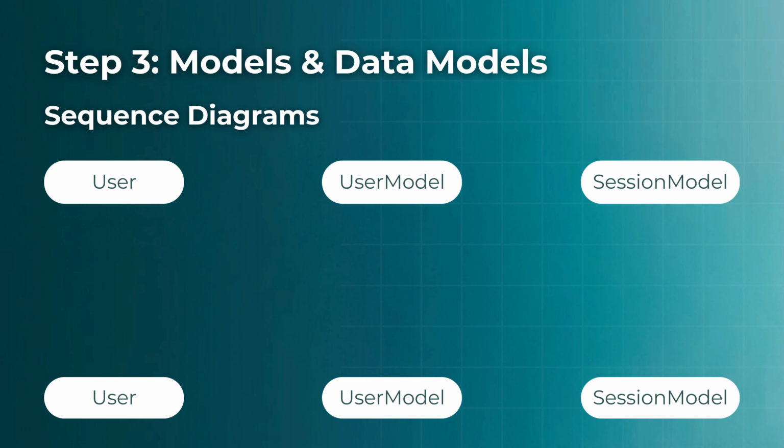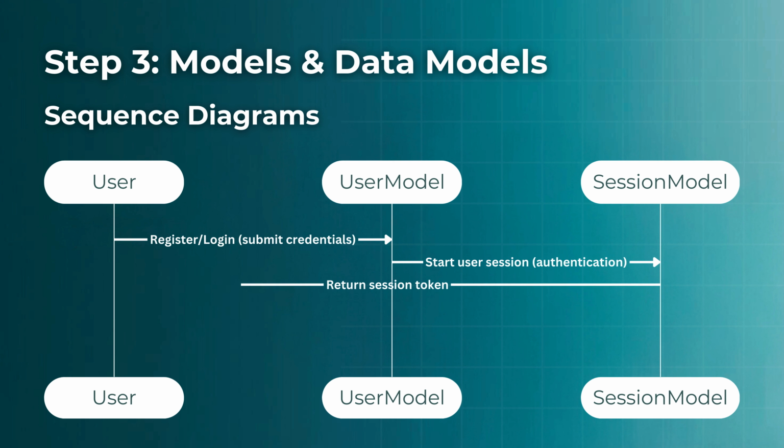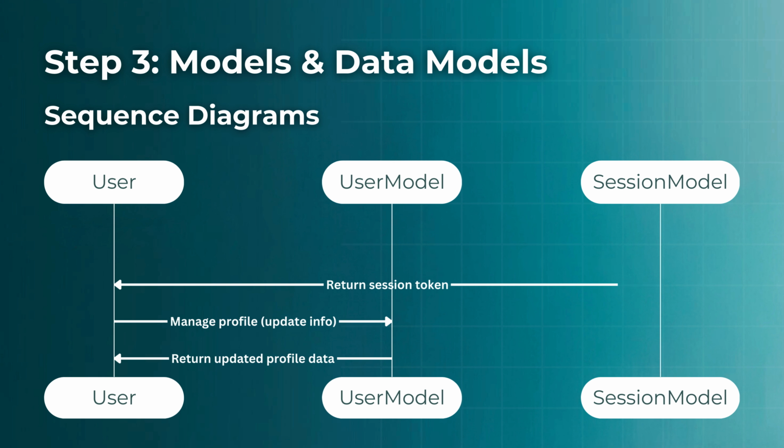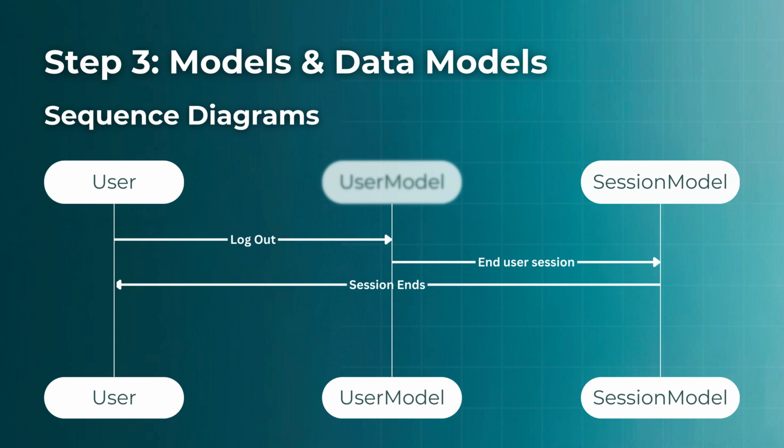First up, we have the user model and the session model. When a user logs in, the user model verifies their credentials and triggers the creation of a session in the session model. As long as the session is active, the system recognizes the user, allowing them to customize their profiles, adding a profile picture, updating their bio, or changing personal details. Once they choose to log out, the session ends, cutting off access until they log in again.